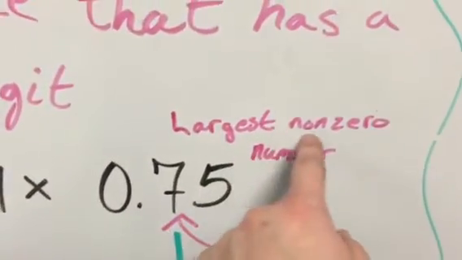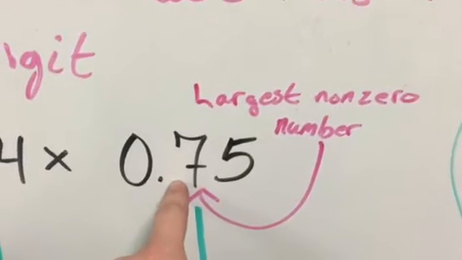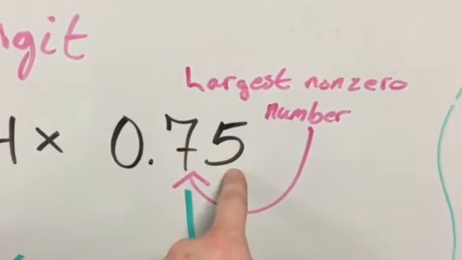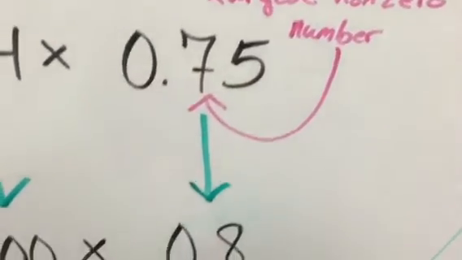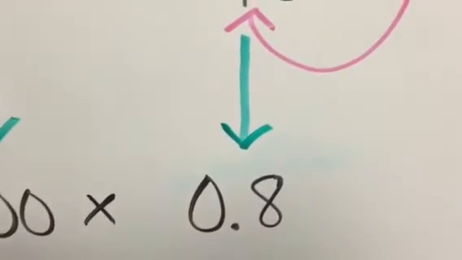With this one, 0 is the greatest digit, but it says 0. I'm looking for the largest non-zero number, so that's going to be the 7. I look to the next digit. Since it's 5 through 9, it's going to bump this one up, so this becomes 0.8 or 8 tenths.